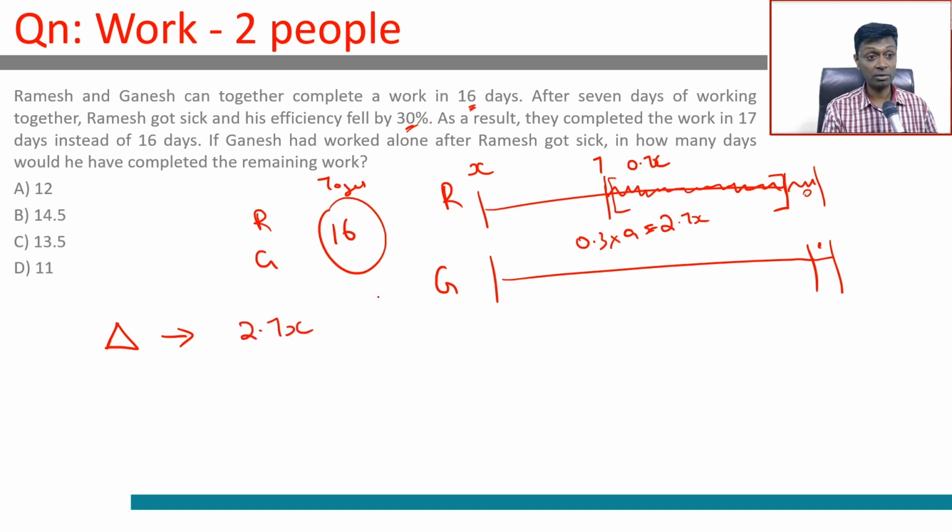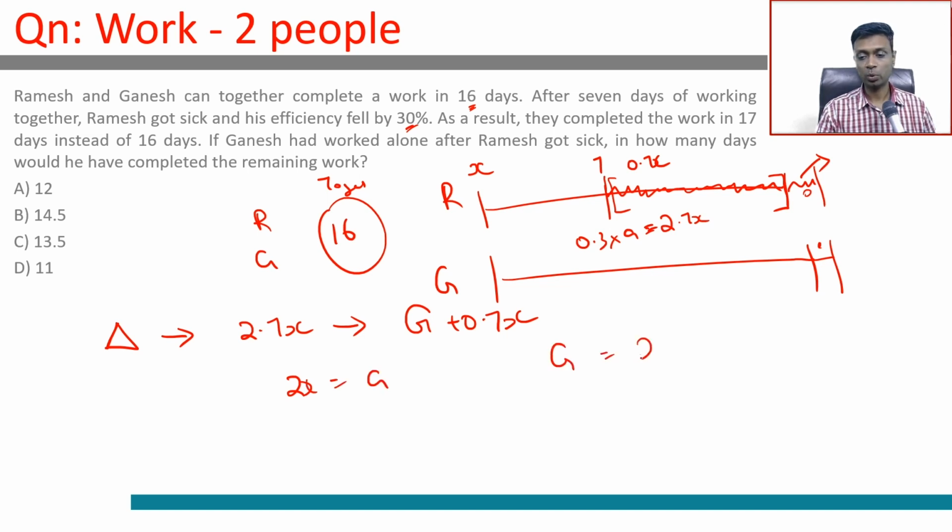x is what Ramesh accomplishes in a day. This 2.7x is being compensated by 1 day of Ganesh plus another 0.7 of Ramesh. Because the last day, the 17th day, he also works, at reduced efficiency, but he's still working. Or 2x equal to g, or g is twice as good as r. Now we know if r can finish it in r days, g can finish it in half the time. That much we know. Now we can come back to this equation and then finish it off.